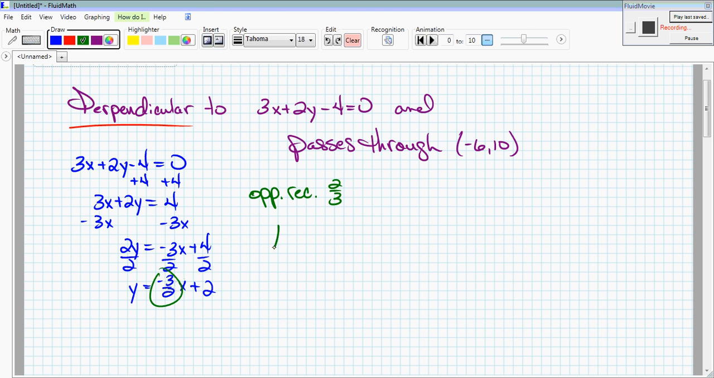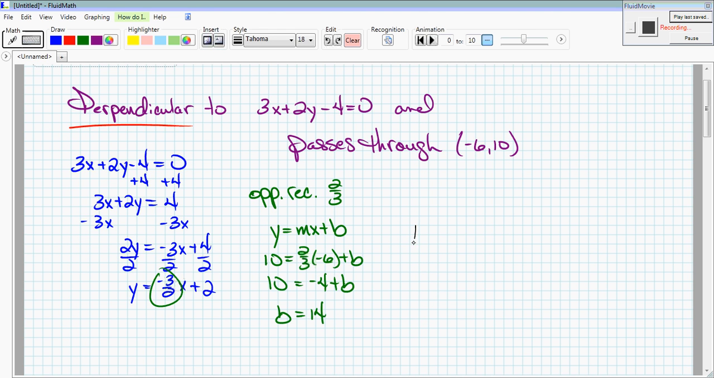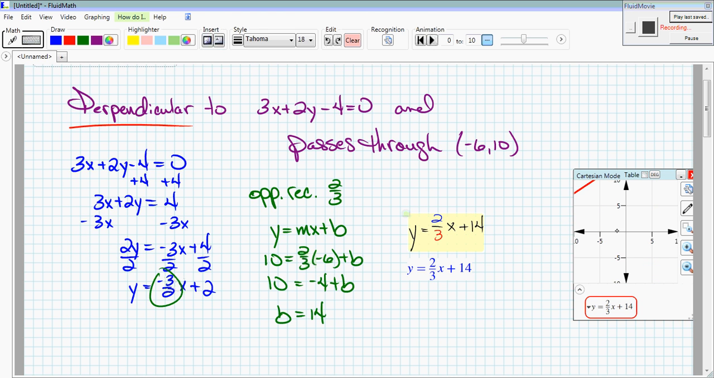Now we still have to find the y-intercept. So we're going to use the equation y equals mx plus b and plug in our xy ordered pair. We have 10 equals the slope, which is 2/3, times the x-coordinate, which is negative 6, plus b. We have 10 equals 2/3 of negative 6, which is negative 4, plus b, giving us a y-intercept of 14. Okay, so that means that our equation is y equals 2/3 x plus 14. When we graph that, it's kind of tough to see.